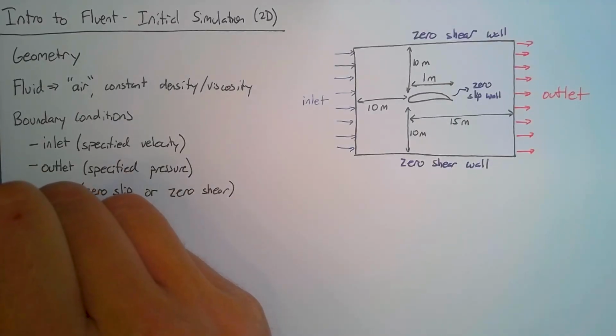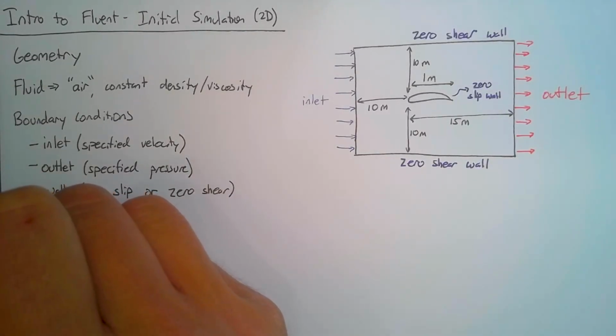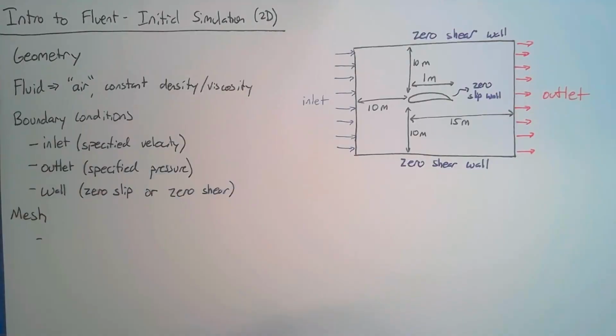Now, finally, just like in ANSYS Mechanical, we will need to work with a mesh. The default mesh was fine for ANSYS Mechanical. We were able to play with it, make it better. But in ANSYS Fluent, we really need to improve it a bit before we can do any sort of simulation.